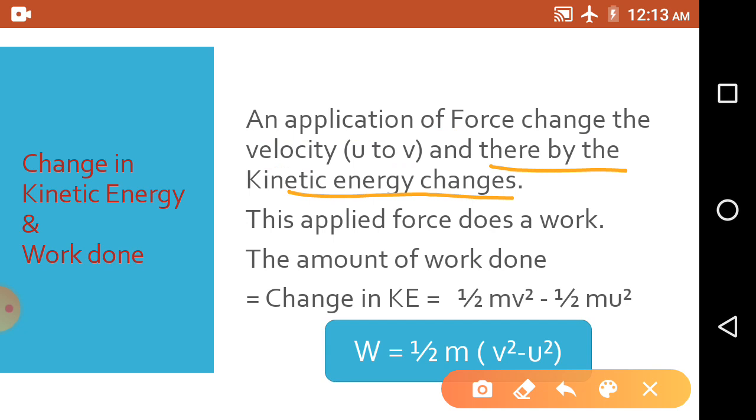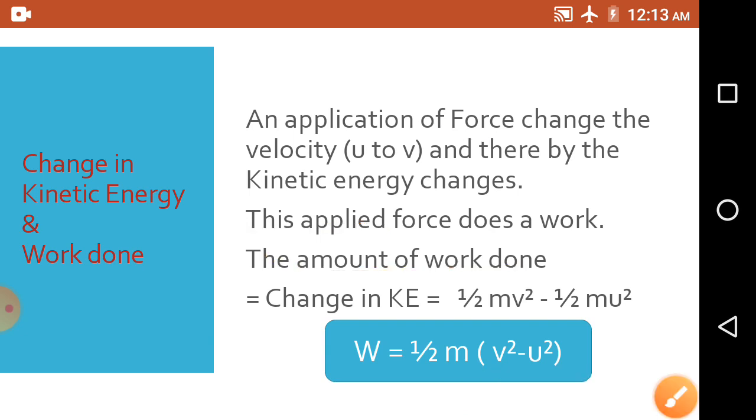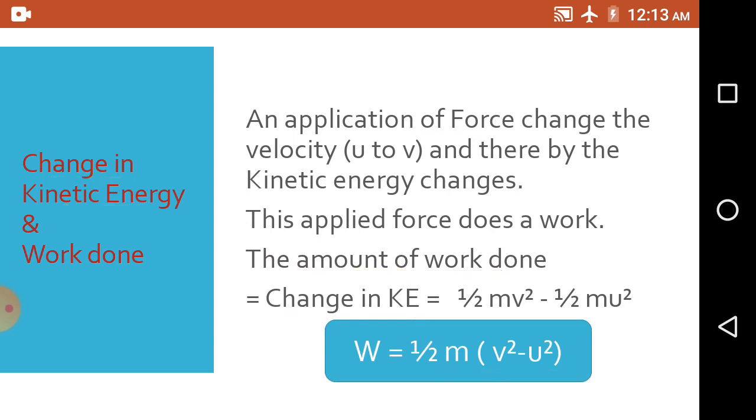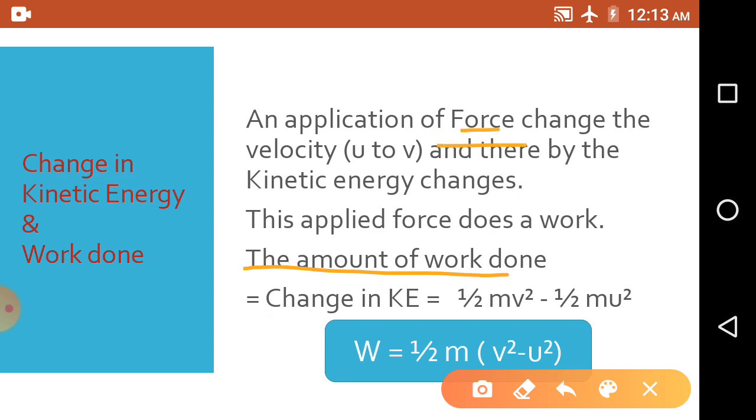So there is a change in velocity. If there is a change in velocity, that means there is some change in kinetic energy. As the force is applied on the body, some amount of work is also done on the body, and this amount of work done on the body is equal to the change in kinetic energy. So this is the relation of change in kinetic energy and work done. Again I am saying, the amount of work done by the force changes the velocity.